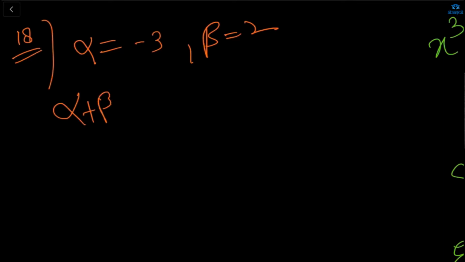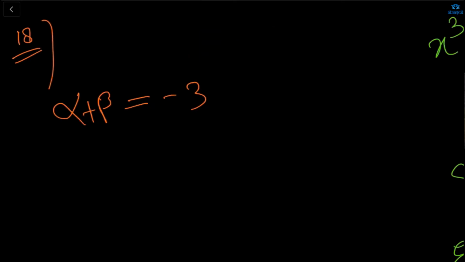Now how can you find the quadratic polynomial? First we need to find the sum of the zeros. The sum will be, what, minus 3. Wait, it is given. Sorry, the sum and product of the zeros are given to you. So it is given that alpha plus beta is minus 3 and the product alpha into beta is equal to 2. Okay, this is given to you.